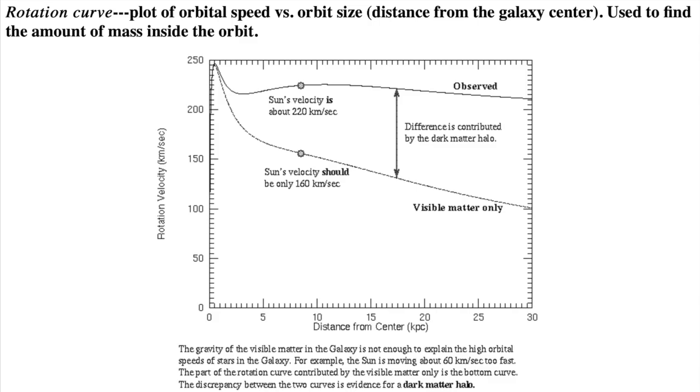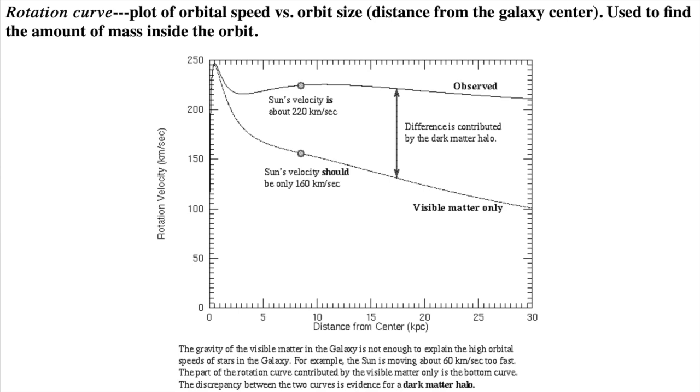The rotation curve is the plot of orbital speed along the y-axis versus the orbit size, distance from the galaxy center, along the x-axis. The rotation part of the term refers to the motion of the disk as a whole. As a whole, the disk seems to be rotating, spinning, even though it is really the individual stars and clouds that are orbiting around the center.